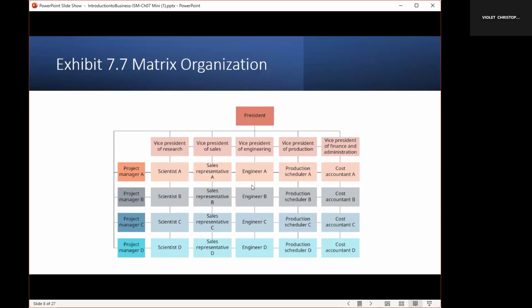There is an additional way of organizing, which is the only organization that has 2 bosses. In this case, you're organizing by function and the product. So, for example, scientist A has a boss of product manager A and vice president of research.